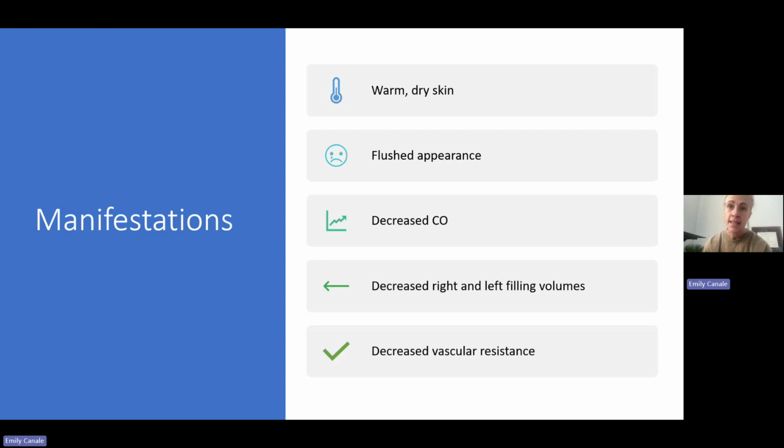So in these cases, this patient looks different than my hypovolemic, cardiogenic, or obstructive client, because in these cases, the skin's actually warm. They're flushed, and that's because of that vasodilation that happened. So they still have decreased cardiac output, but in this case, they have a decreased systemic vascular resistance. So they do look different than your other clients in that case.